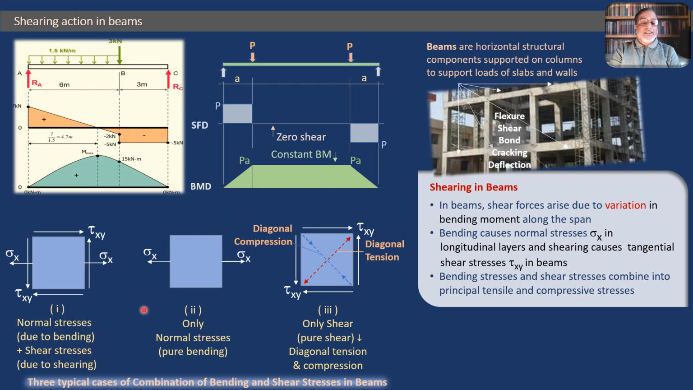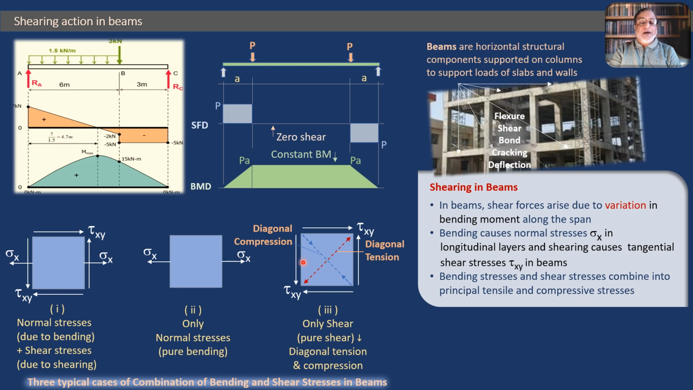Now this is another example, a second example, in which you can find only normal stresses. The normal stresses are caused due to bending. So this means that this element is subjected to only bending, pure bending, and no shear stresses. Right? So this is the second case. The third case is where there are no normal stresses.